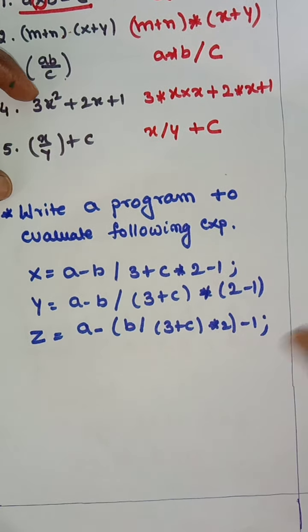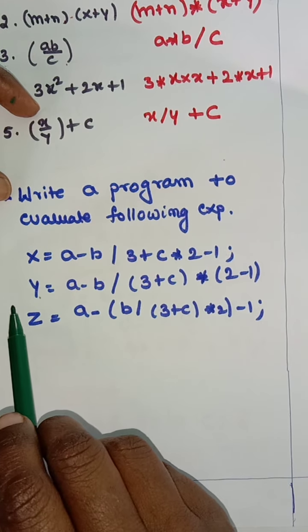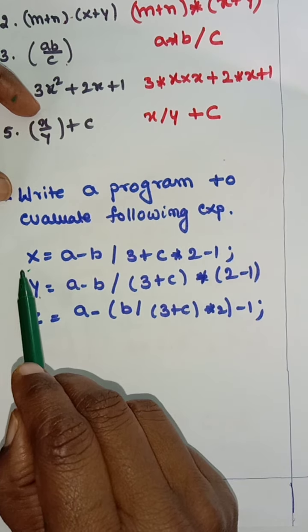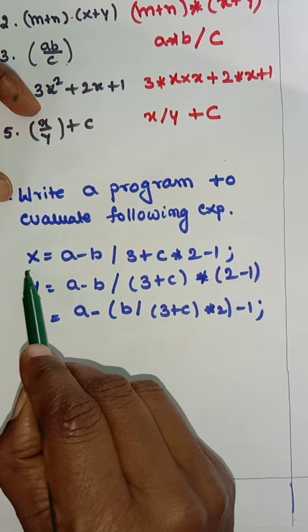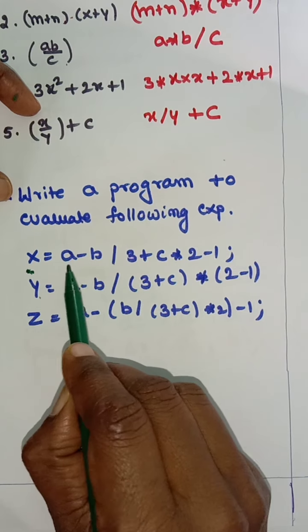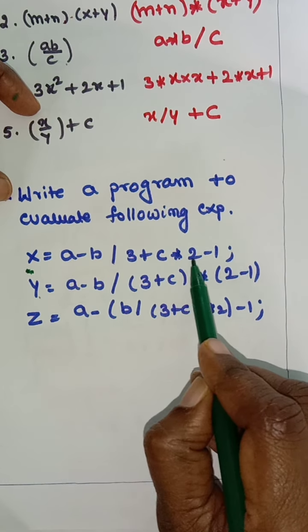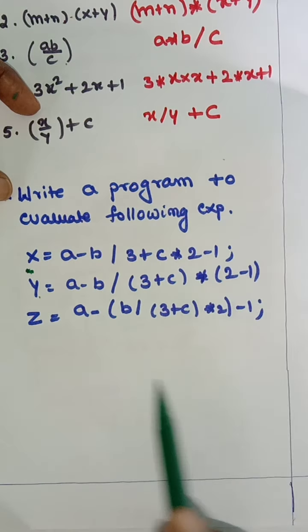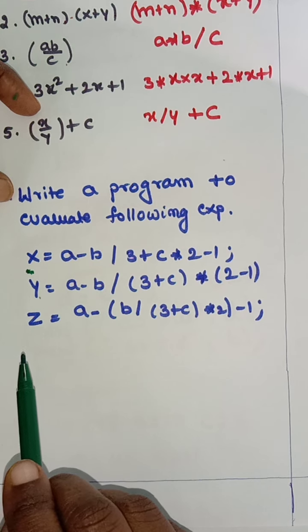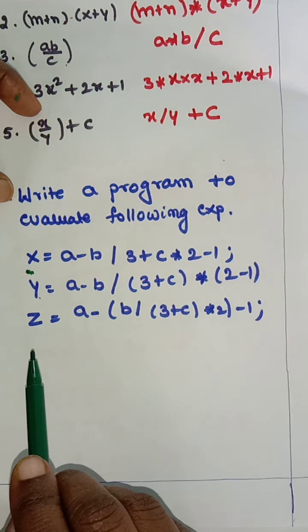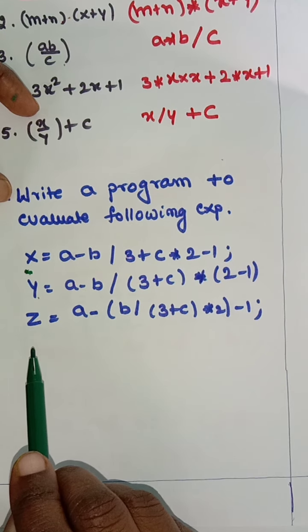What is that program? Now we are going to write the program to execute these expressions. Given that x is equal to a minus b divided by 3 plus c star 2 minus 1. Similarly, y is given, z is given. For that you have to write the program. Okay. Let us write the program.